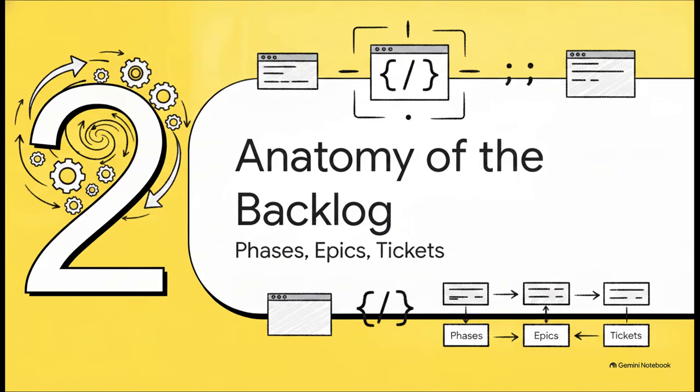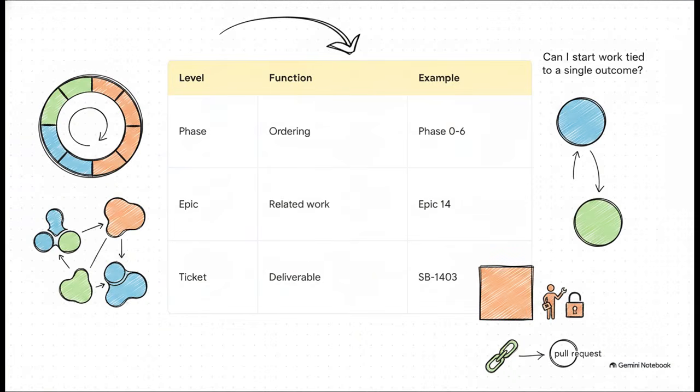Moving along to Section 2, anatomy of the backlog. Breaking down phases, epics, and tickets. So how is all this YAML organized so it doesn't turn into a total mess? The backlog operates on 3 strict levels, moving from broad project themes all the way down to highly specific deliverables. First up, we have phases, numbered 0 through 6. Now, what's crucial to understand here is that phases are an ordering, not a deadline. They just answer one simple question: can I start this yet?